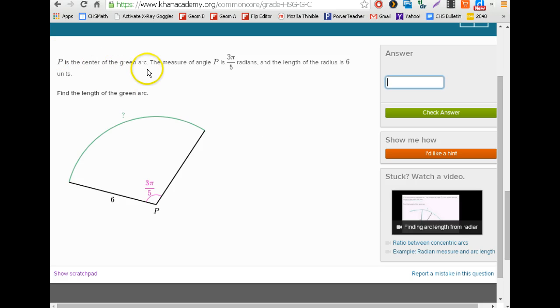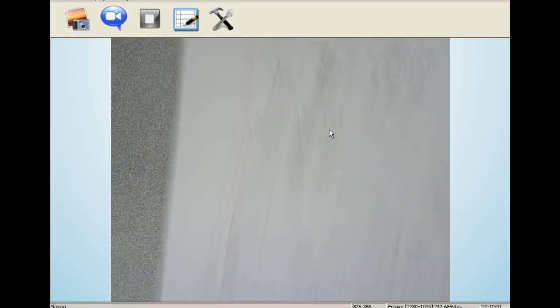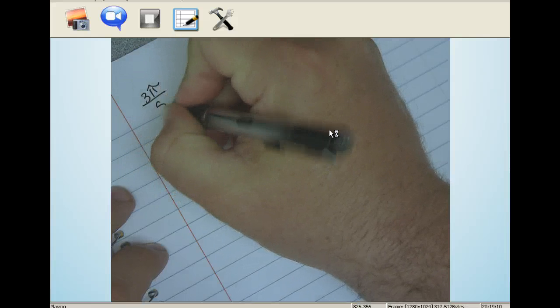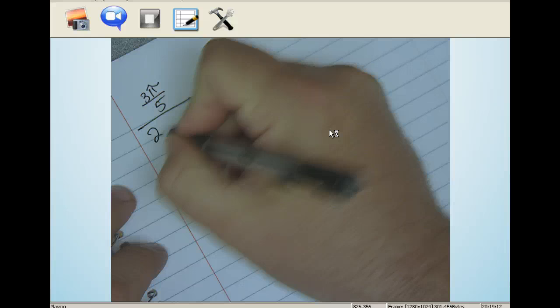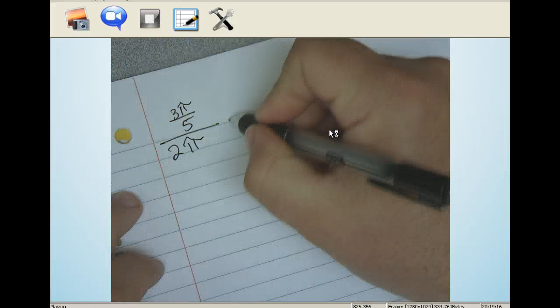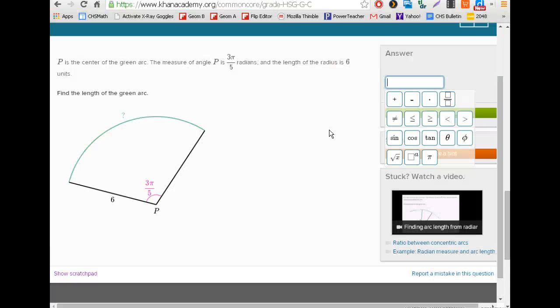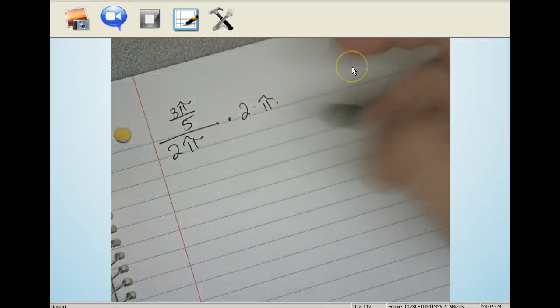Okay, P is the center of the green arc. The measure of P is 3 pi over 5 radians, and the length of the radius is 6. So find the length of the green arc. Well, that's not too bad. We can do that. Let me double check those numbers. We have 3 pi over 5 radians out of 2 pi total radians, right? And we're going to multiply that by the circumference, which is 2 times pi times the radius, and the radius here is given as 6.